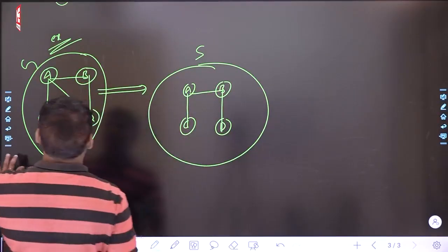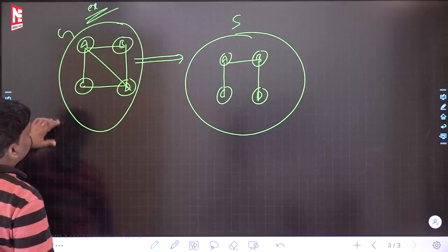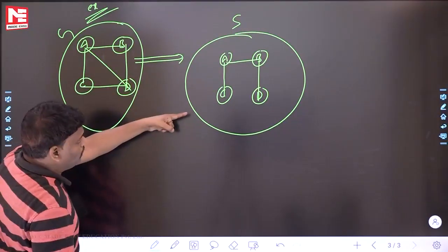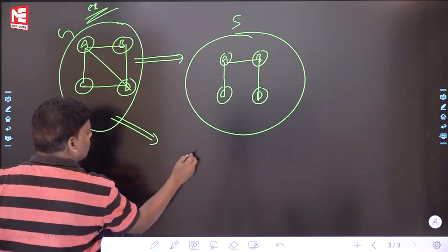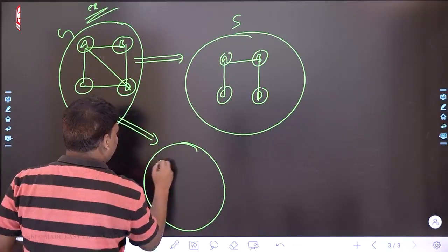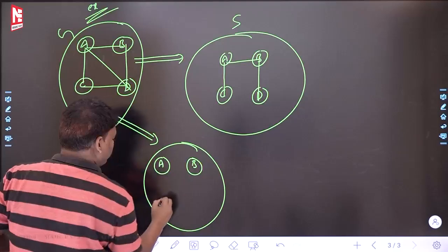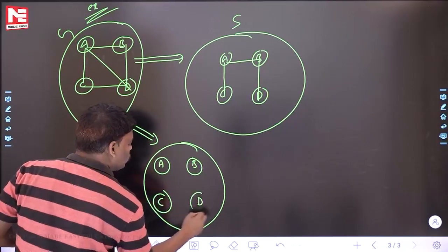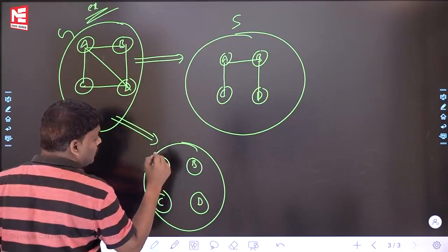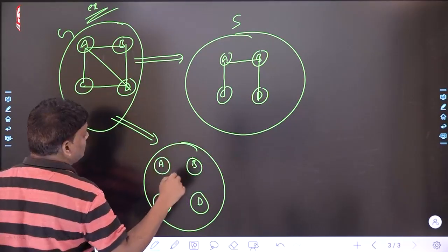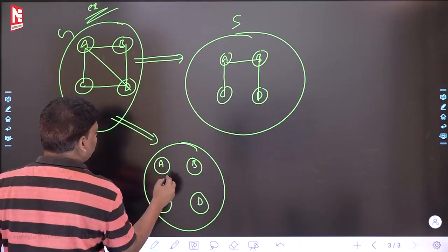Let me write one more spanning tree to this graph. See the one more spanning tree. All vertices should be there. Yes, I have written all. Next one. 4 vertices are there. 4 minus 1, 3 edges should be there without cycle. 3 edges without cycle. Let me write now.